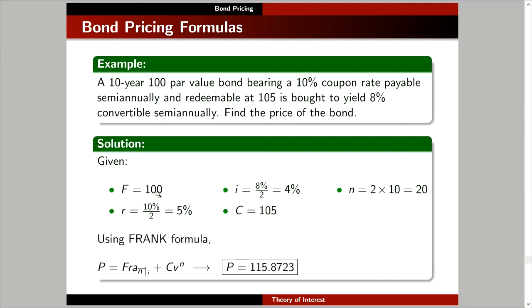So, every 6-month period for 10 years, makakatanggap ka ng 5, 5, 5, 5, and so on. And then, after 10 years, kasabay nung last coupon na 5 units, matatanggap mo ang 105 na redemption value. So, yun yung ibig sabihin ng value na ito. Naglabas ka ng 115.8723, ang kapalit nun, 105 sa dulo at 20 coupons na ang amount ay equal sa 5.